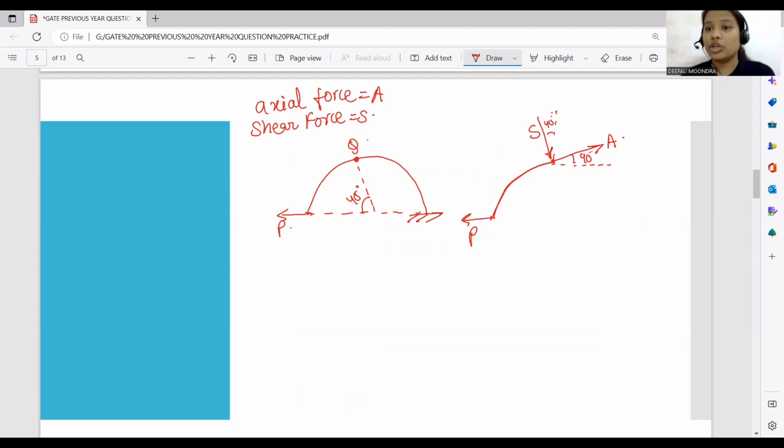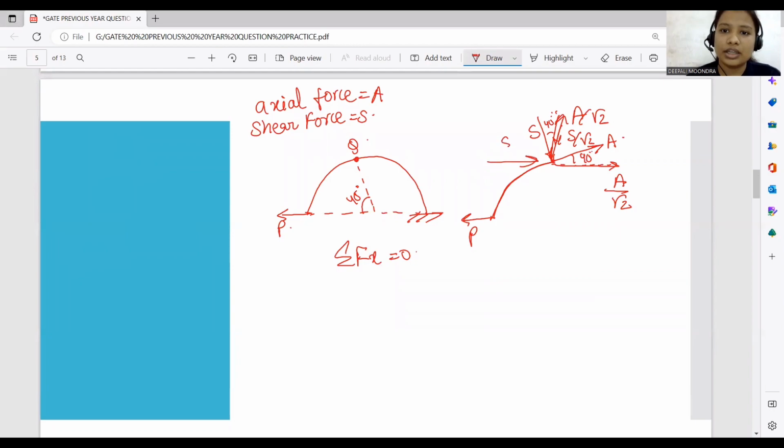Now, resolving all the force components, we can easily find A and S. First of all, the summation of all the x forces is 0. So it will make A by root 2, A by root 2, and in the downward direction it is S by root 2, and here S by root 2.